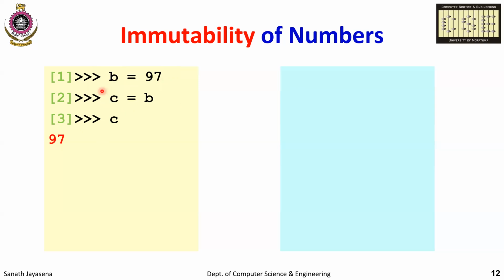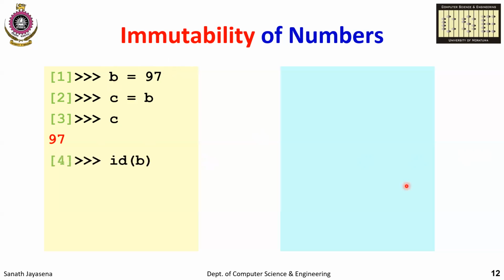Now, when we say c equals b, that's where it's not yet clear. We will see what the meaning of that is. But when we say c, it gives the value as 97. So what does this mean? Sometimes you may be wondering, when we say c equals b, do we have another integer object? Because c is 97, does it mean c is referring to another object or the same object as this one? How do we find it out?